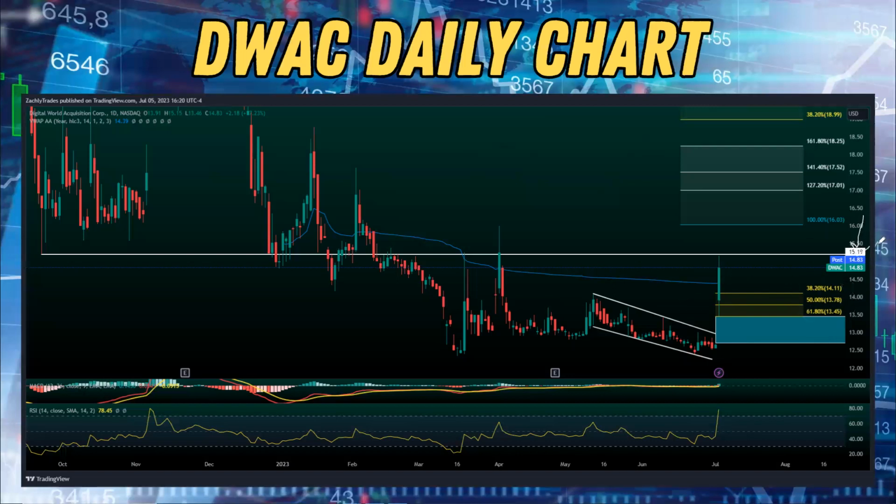15.19 is your major overhead resistance. You can see here it was the last line in the sand previously back in October. Once we flipped this level to resistance from support, you can see that it tried to break below and went back above, tried to break below, went back above. But once we actually flipped it to resistance, that's when we saw the big downtrend in DWAC. So it's a very important psychological level, right around this area, and you can see that's where the rally ended up getting stopped out.